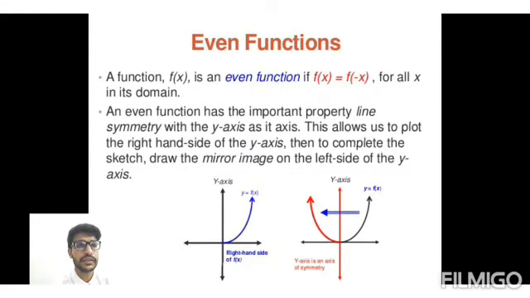Every function is an even function if f(x) is equal to f(-x) for all x in the domain. Even functions have an important property: the graph is symmetric with the y-axis. You plot the right-hand side of the x-axis, then complete by drawing the mirror image on the left side of the y-axis. You can see the x is the horizontal axis and y is the vertical axis.